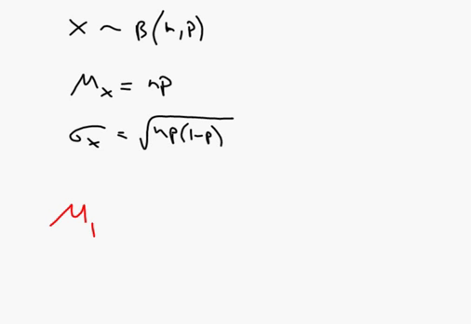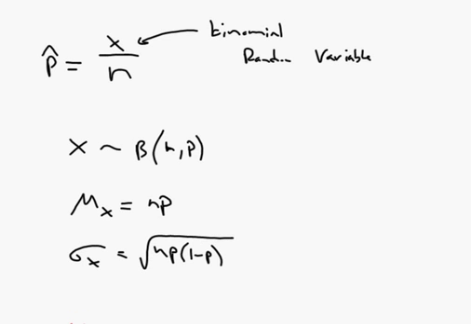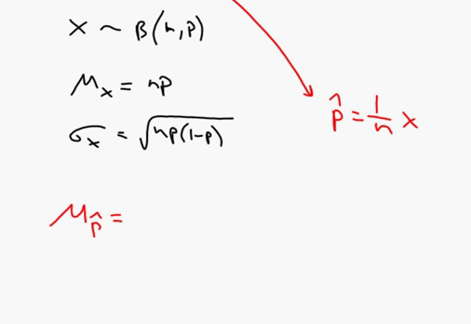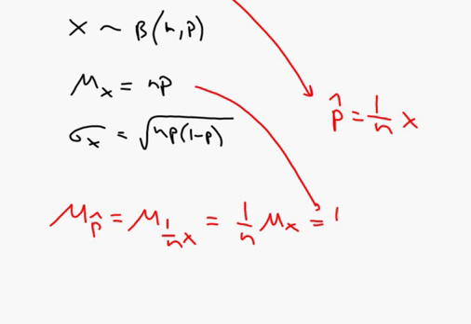Now we're interested in mu of p hat, but let's think about p hat for a minute. If we go back up here, we can write p hat another way. We can say p hat equals 1 over n times X. So mu of p hat is just mu of 1 over n times X. But that's 1 over n times mu of X, and that's because of our rule of means from random variables. Well, mu of X is n times p, so we get 1 over n times n p. The n's cancel, and we get p. So there's our first fact. That's why mu of p hat equals p.